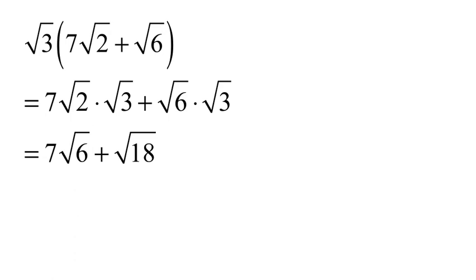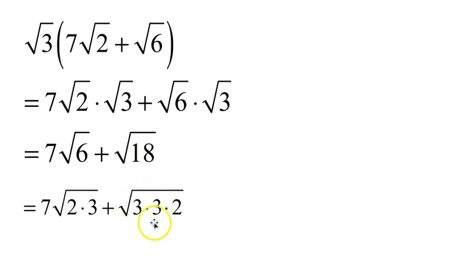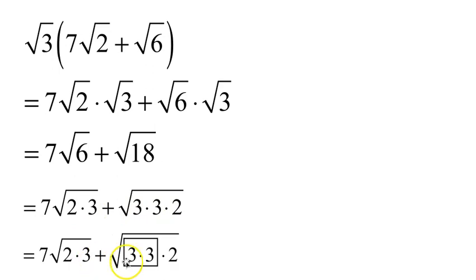Well, 6 is 2 times 3. 18 is 9 times 2, or 3 times 3 times 2. So we'll notice we have a pair here. We circle the pair there. So that comes out and that becomes 3 root 2. So my 7 times root 2 times 3 plus 3 root 2, 7 root 6 plus 3 root 2 will be my final answer. Next, I have another multiplication question.